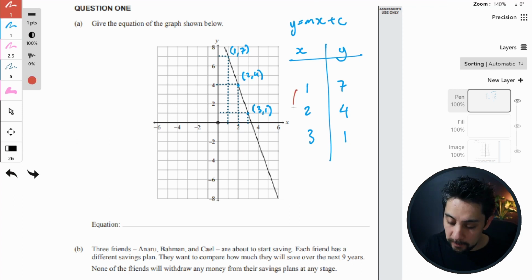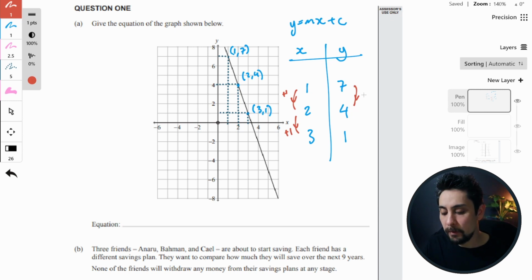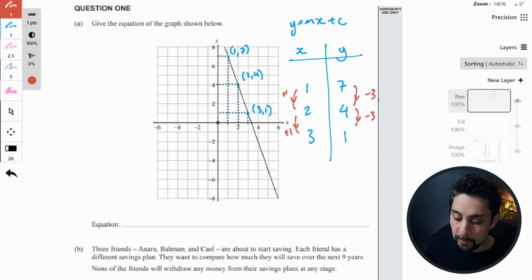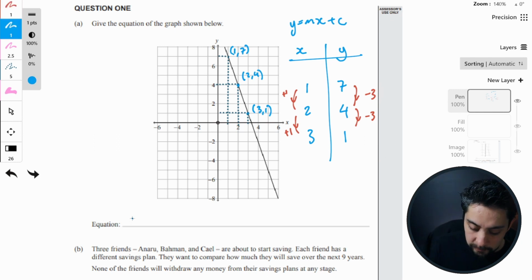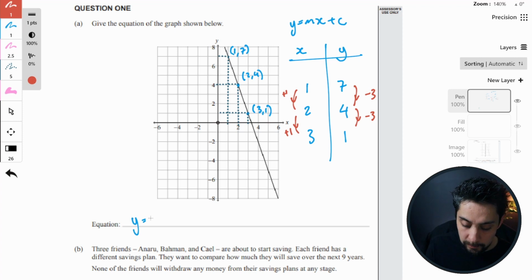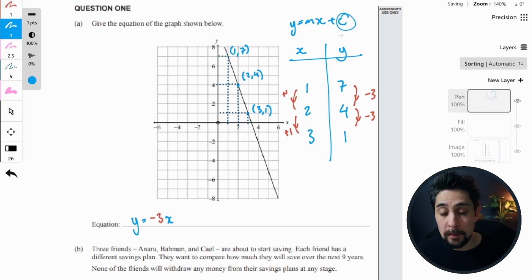So our gradient is, if we're going up here in ones, which in this case we are, then our gradient is what this is skipping by. So we go from 7 to 4, that's -3. 4 to 1, again, that's -3. So we have here our gradient m of -3. So our equation starts with y equals -3x, but we still have this plus c on the end.